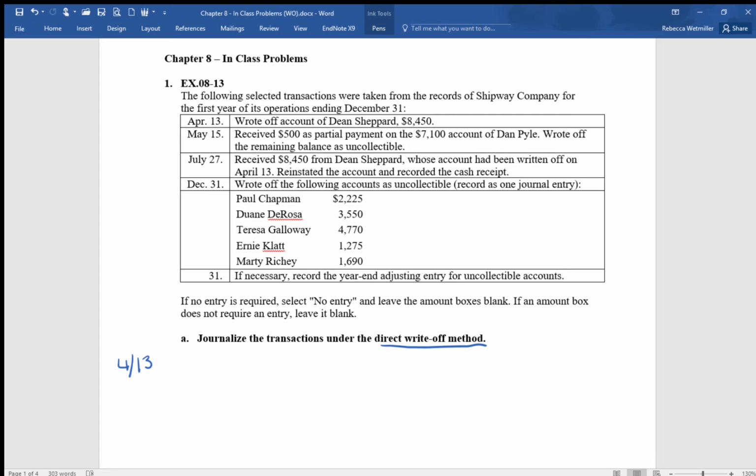So account receivable is an asset. So if I'm writing off an asset, I will need to credit it because I reduce assets by crediting. I increase them by debiting. So I'll write off the account receivable for Dean. And then the offset is going to be an expense, and we call it bad debt expense. So that is writing off an account.